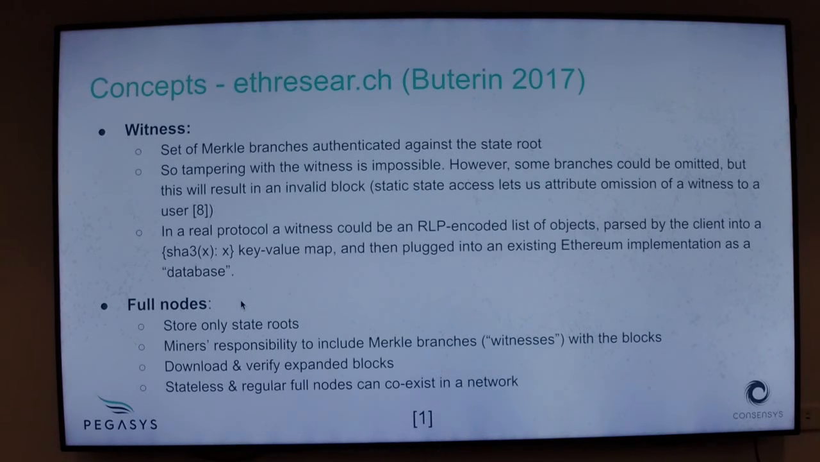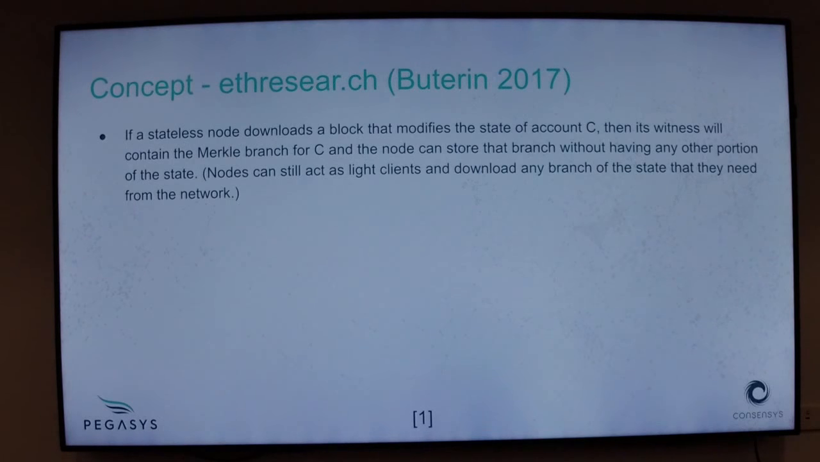And download and verify expanded blocks. Stateless and regular full nodes can coexist in a network. So we'll unpack this a bit more as we go along, because having coexistence of these different types of clients does introduce some other complications. Anyway, this is what he was talking about in 2017.